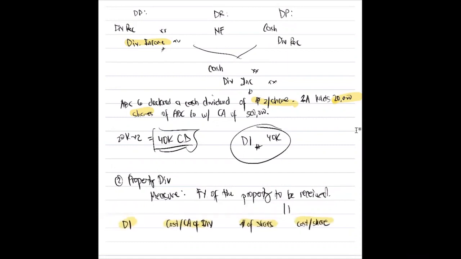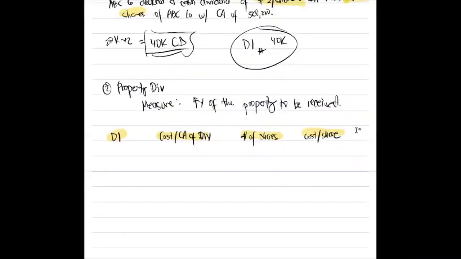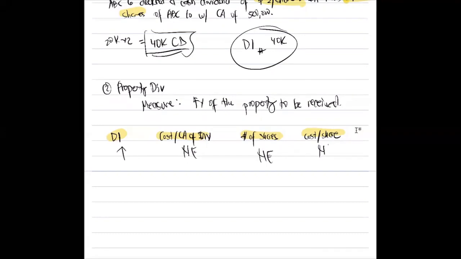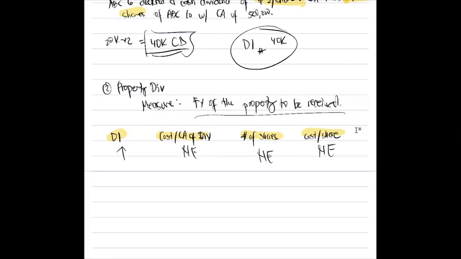Okay, so as to dividend income, your property dividend increases dividend income. As to cost or carrying amount of the investment, it does not affect. Number of shares, it does not affect. Your cost per share, it does not affect. So property dividend is almost the same as your cash dividend. The difference solely lies on the measurement.